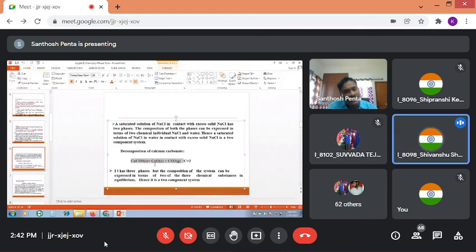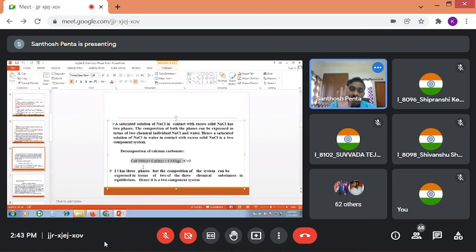Three are there. Looking at the equation, one is calcium carbonate, that is the solid. Then calcium oxide, that is also one chemical component, solid. Then carbon dioxide, that is the gas. That means two solid components are there, and another one is a gas. Looking at this decomposition reaction, we are assuming that three chemical components are there.